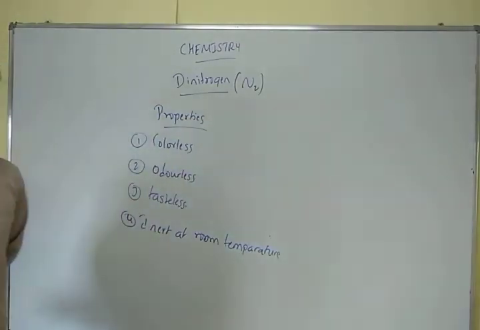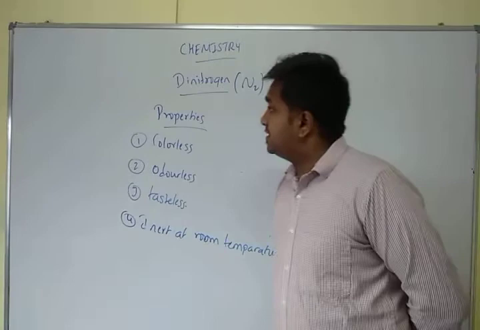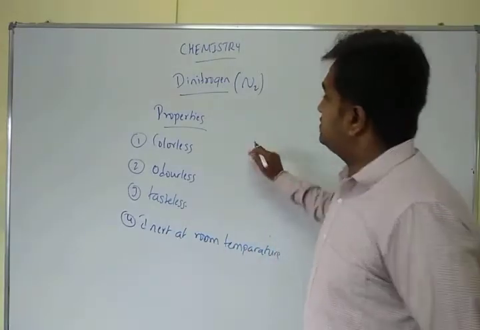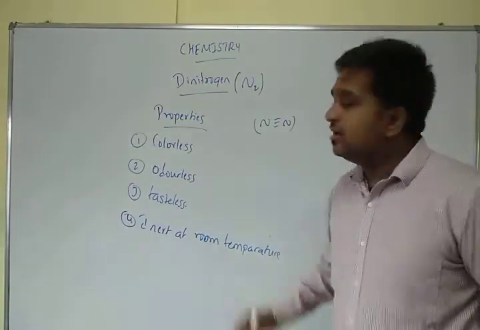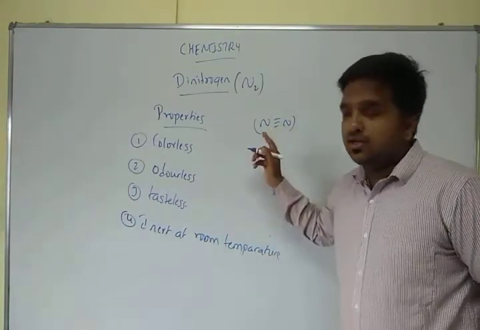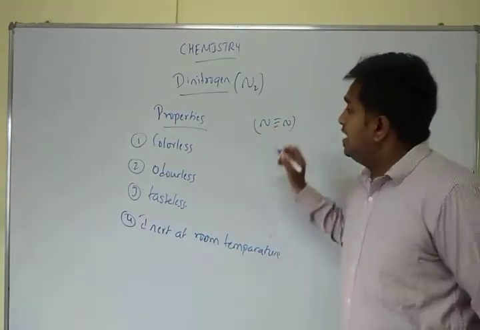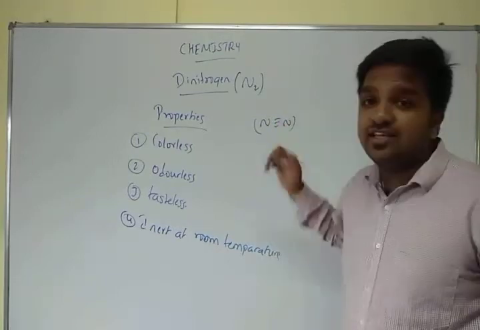Inert at room temperature. Why is it so? Why is dinitrogen inert at room temperature? It is because dinitrogen exists in the form of N triple bond N. Clear? So dinitrogen is triple bonded to nitrogen. So it requires more bond dissociation enthalpy to break these three bonds.